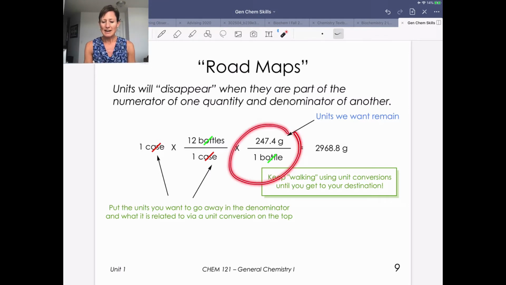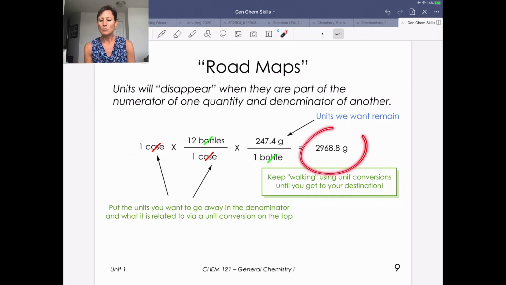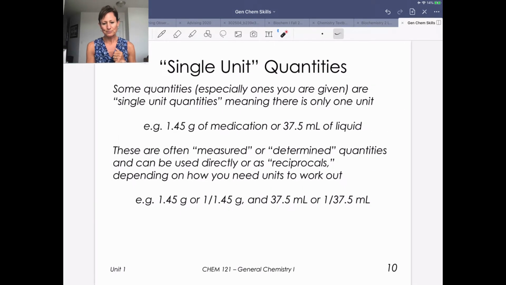Then when I set up my next unit conversion, now I've walked to bottles. I want bottles to go away, and I want to be left with grams. So I'm going to use this unit conversion to put the 247.4 on top and the 1 bottle on the bottom. And now we keep walking until we take the units that we were given and we end up with the units that we want. And that's basically how unit conversion is going to work.